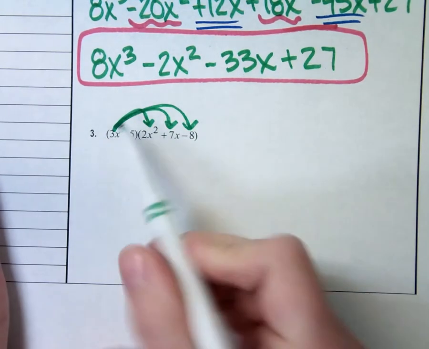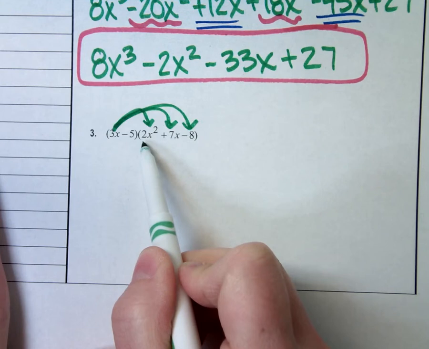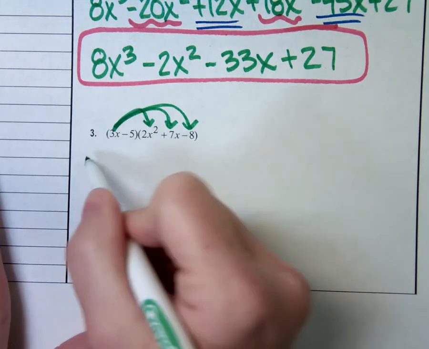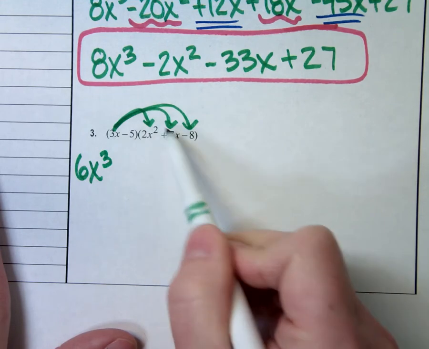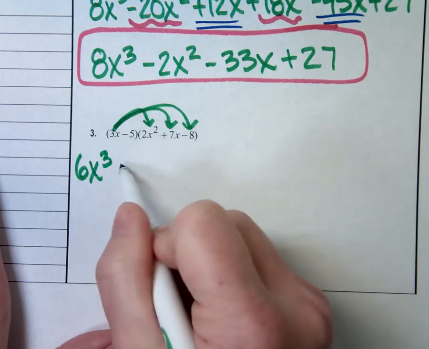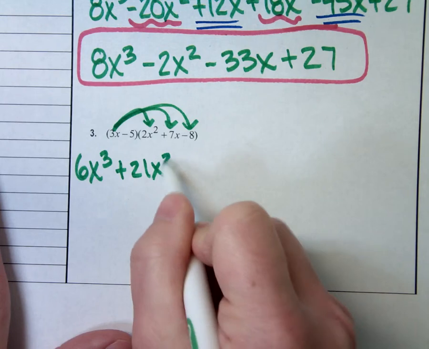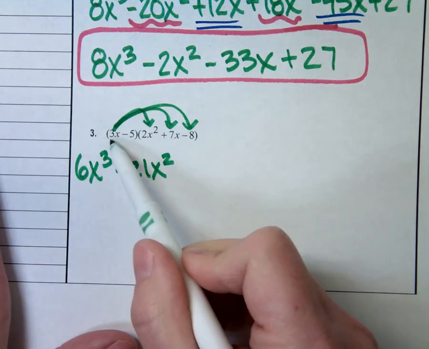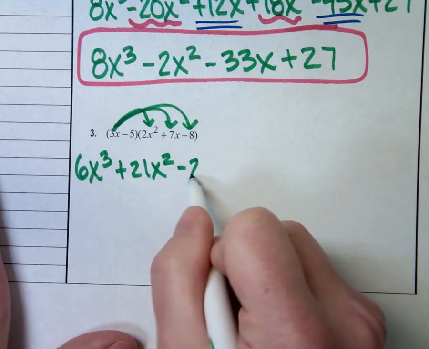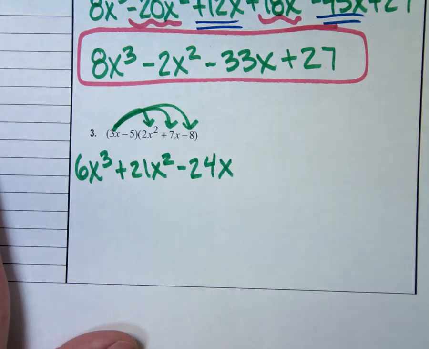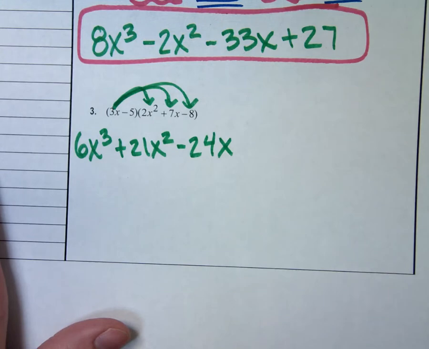So here we go. How much is 3x times 2x squared? 6x cubed, because we're adding exponents. How much is 3x times 7x? 21x squared. How much is 3x times negative 8? Negative 24x. Don't be shy to answer me. I hope you're answering out loud.